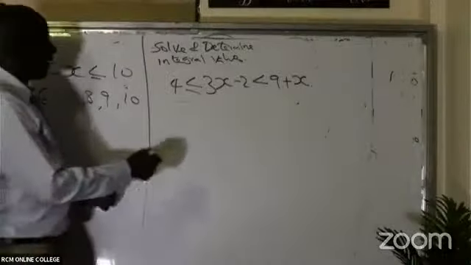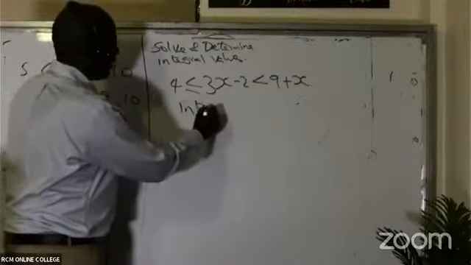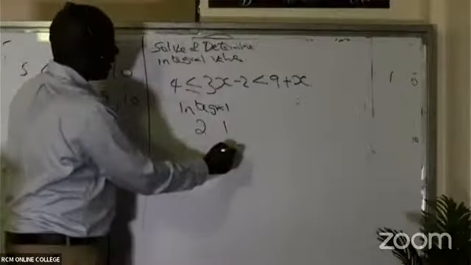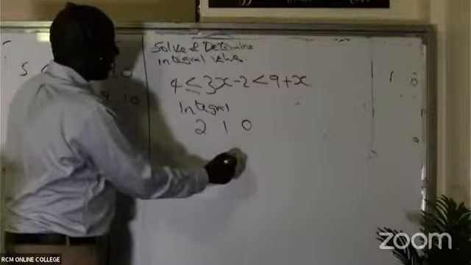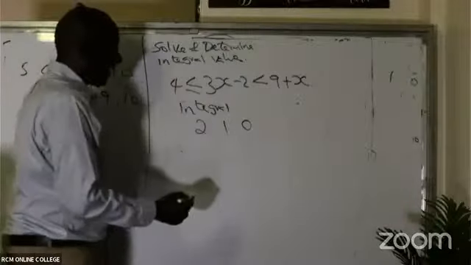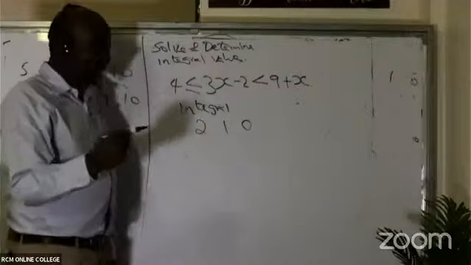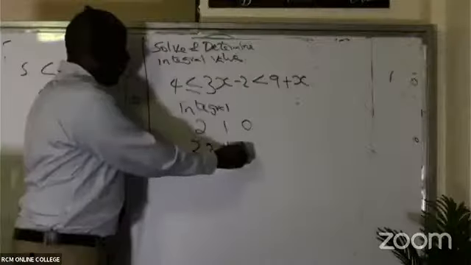Integral values are 2, 3, 4, 5. 2, 3, 4, 5, like that.